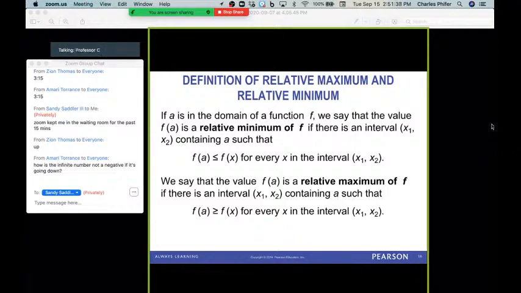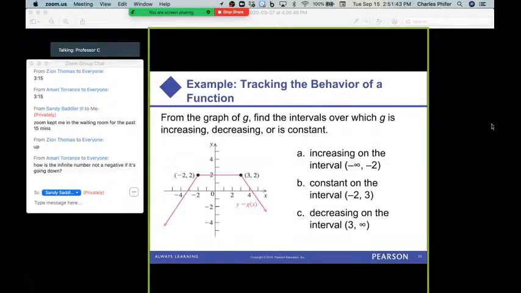How is the infinite number not negative if it's going down? So the infinity is not talking about up or down. These intervals are based on the x-axis, based on the domain. So this is talking about from the left to the right. As we move from negative infinity along the x-axis, the y value is going up. Sorry, I said that totally wrong.